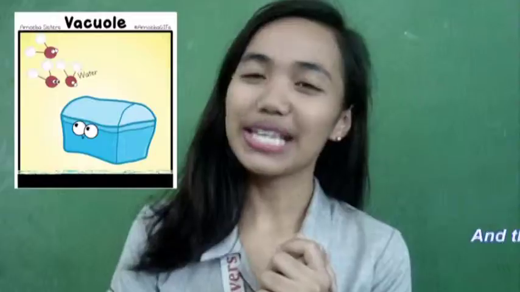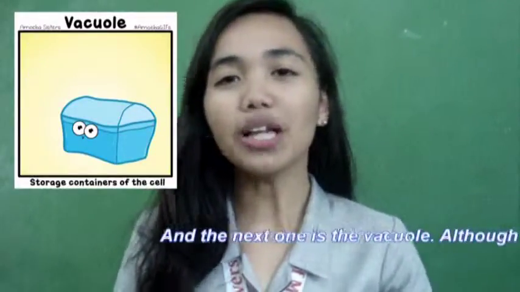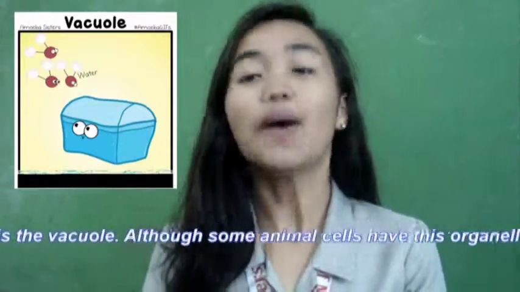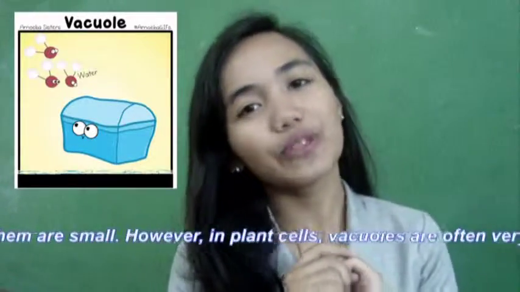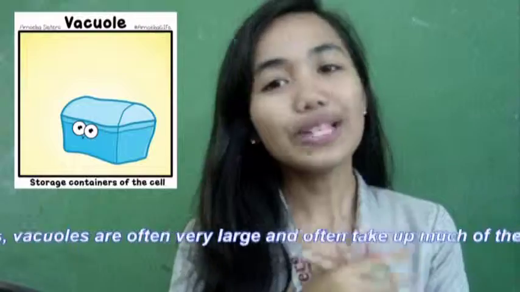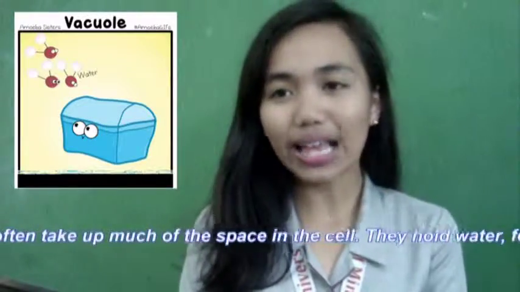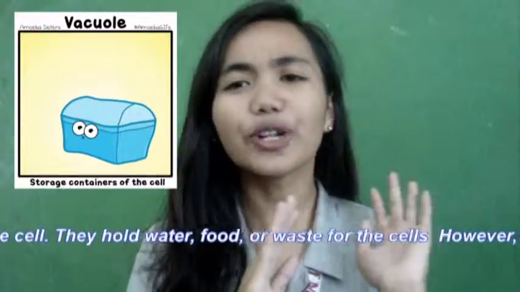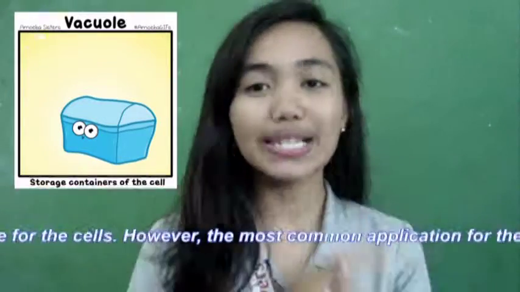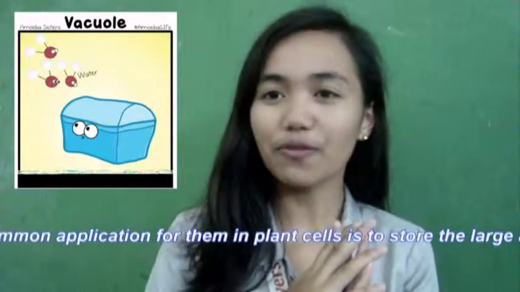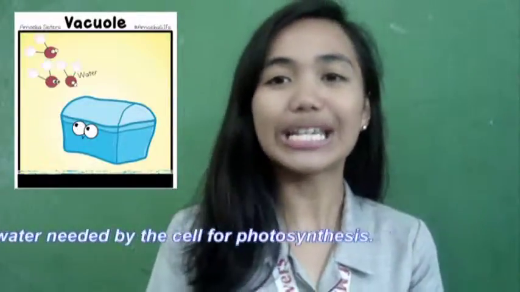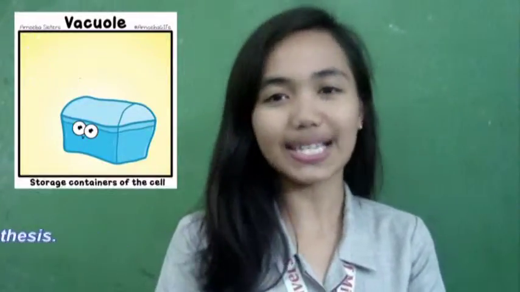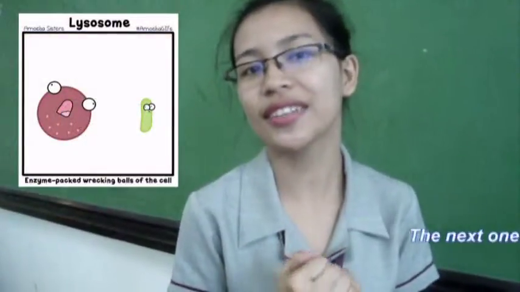And the next one is the vacuole. Although some animal cells have this organelle, most of them are small. However, in plant cells, vacuoles are often very large and often take up much of the space in the cell. They hold water, food, and waste for the cells. However, the most common application for them in plant cells is to store the large amounts of water needed by the cell for photosynthesis.